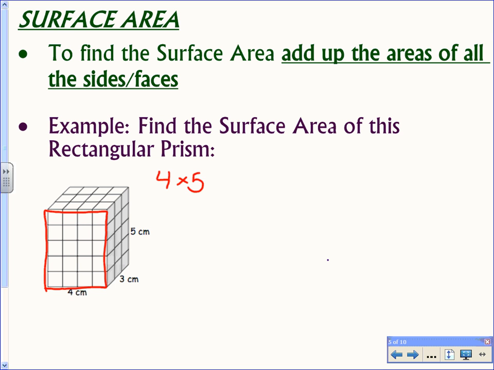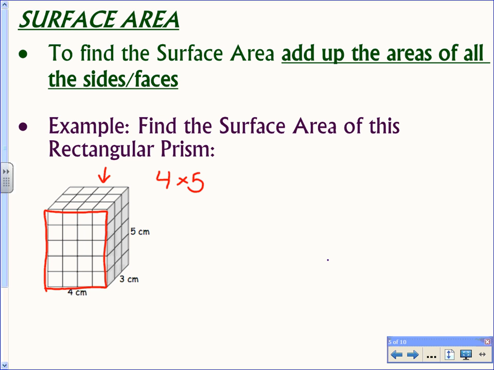Now, this rectangle, keep in mind, has a twin, the opposite side that would be back here that we cannot see. That's going to also be a 4 by 5 rectangle. We'll account for that later. And the next rectangle I'm going to look at is a 3 by 5 side. This is the right side of the rectangular prism. To find the area of that rectangle, I would multiply 3 by 5. And again, that has another side that's also 3 by 5, and it's the left side of the prism. We can't see that side.